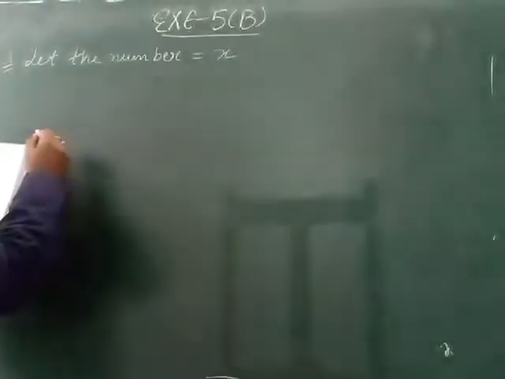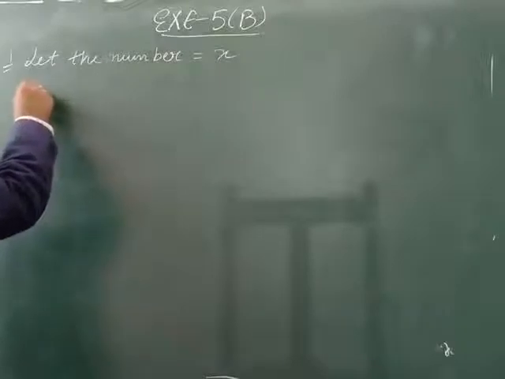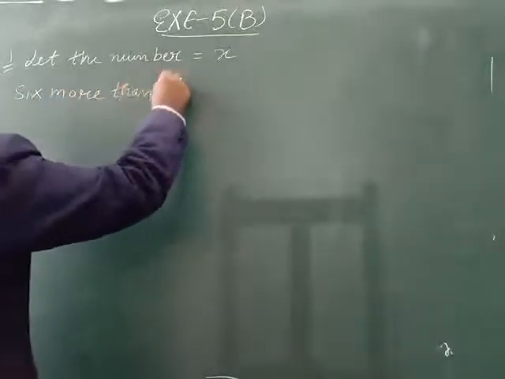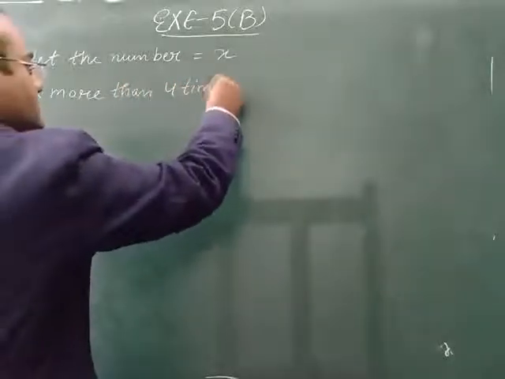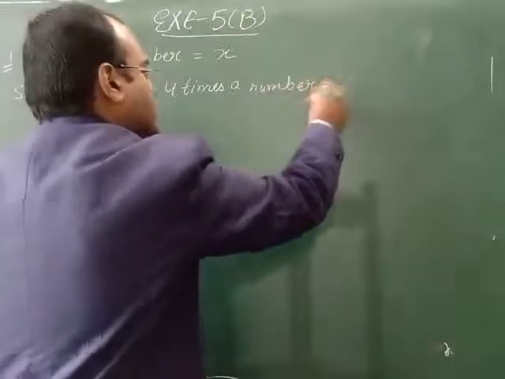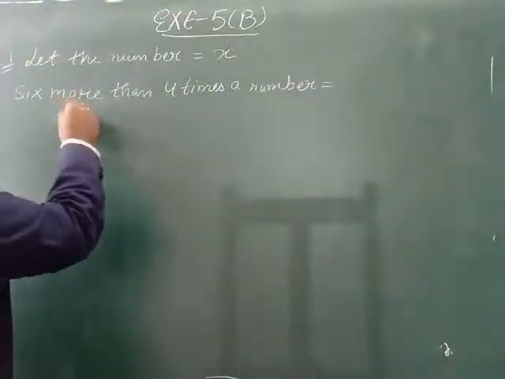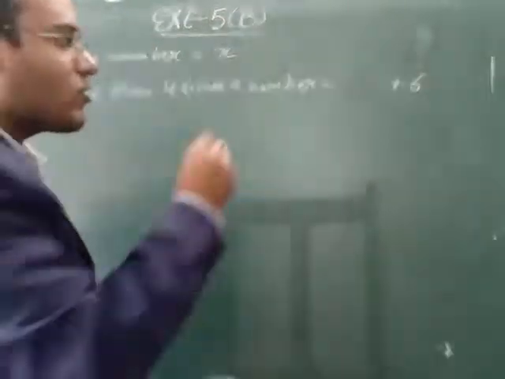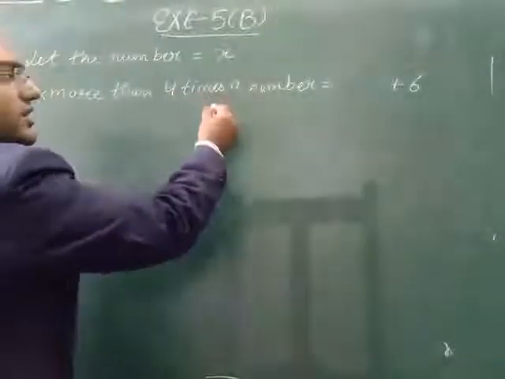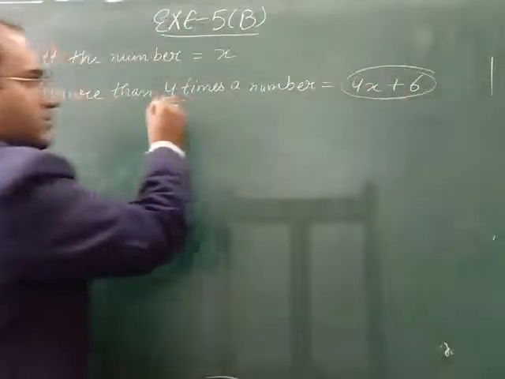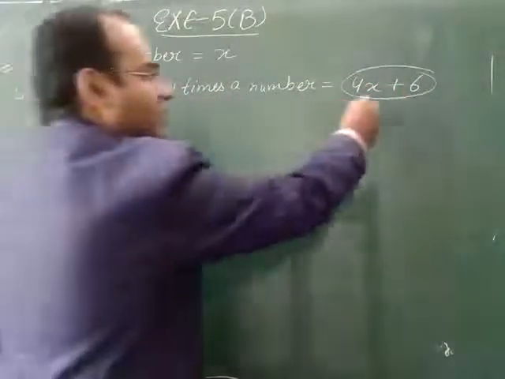Now, 6 more than 4 times a number. What is written here? 6 more than 4 times a number. The meaning of this sentence is: 6 more means plus 6 you have to do. In which number you have to add this 6? 4 times a number. 4 times a number is 4x. So the meaning of this sentence is 4x plus 6.